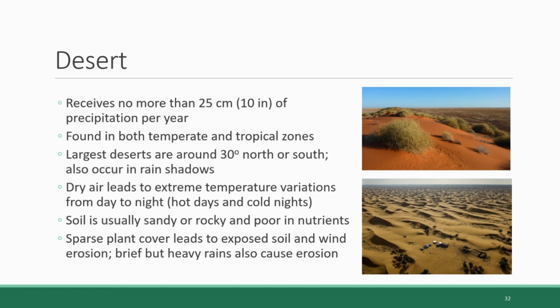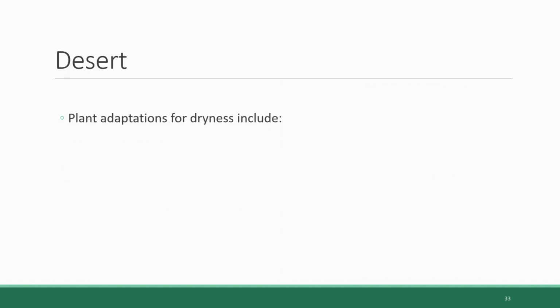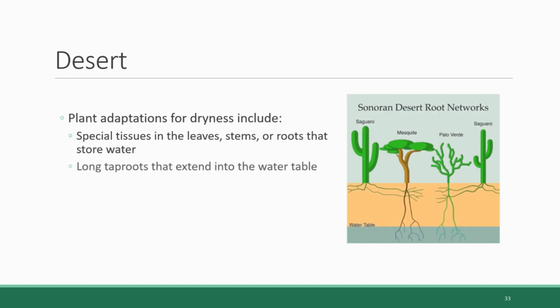Given these harsh conditions, the residents of the desert need some serious adaptations in order to survive. Plant life in the desert can exhibit a variety of adaptations, including special tissues in their leaves, stems, or roots that take up large amounts of water when it's available and store it for future use. Some tree species like mesquite and palo verde have long tap roots that actually extend down long distances and dip into the water table to support the tree. And other plants have wide spreading root systems that absorb water over a large area to collect as much as possible. And saguaro cacti are an example of this.